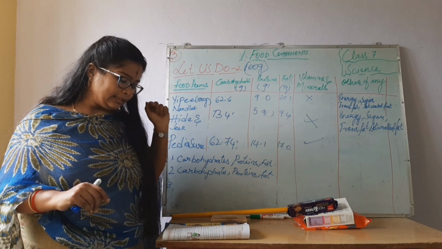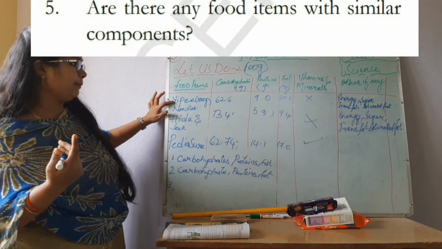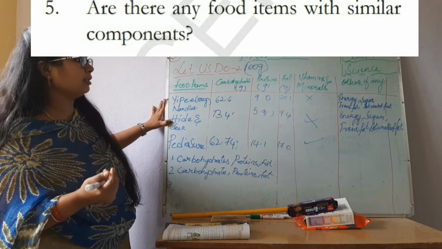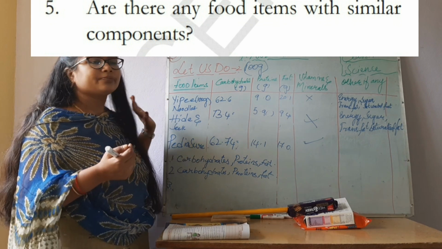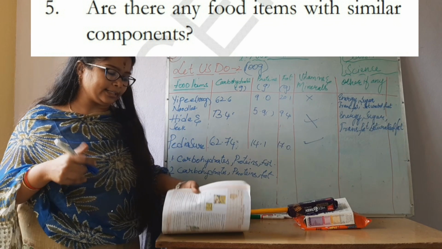Next, are there any food items with similar components? Yes. Our Yippee noodles and Hide and Seek. Okay. They are similar, you can say. Got it? And next, what are essential foods?